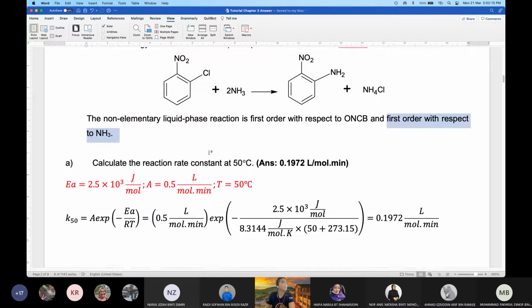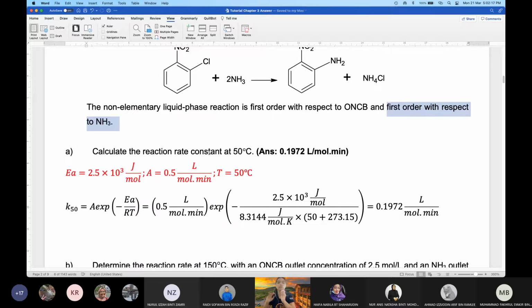Okay, so let us go to the first question first. So far, that's the information given to us. Alright, so the first question is to calculate the reaction rate constant at 50 Celsius. So last Wednesday, in chapter 3, we learned about the Arrhenius equation. What is the Arrhenius equation? The Arrhenius equation is used to calculate k. We remember in the first question, in the rate law we have the value of k.